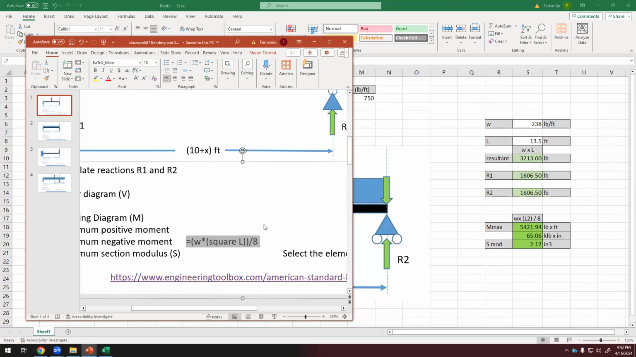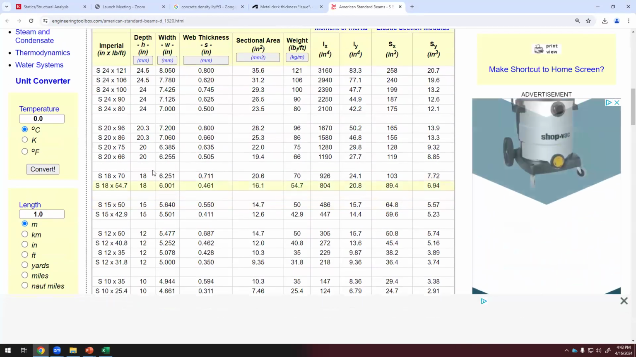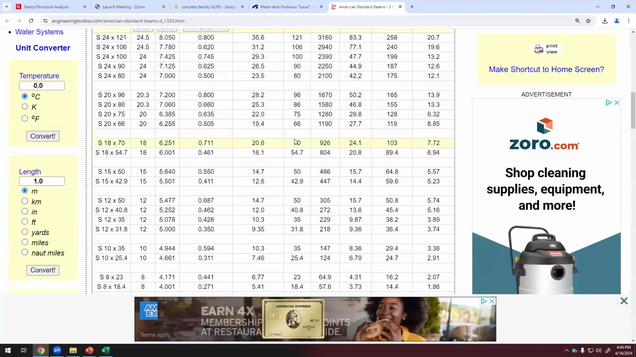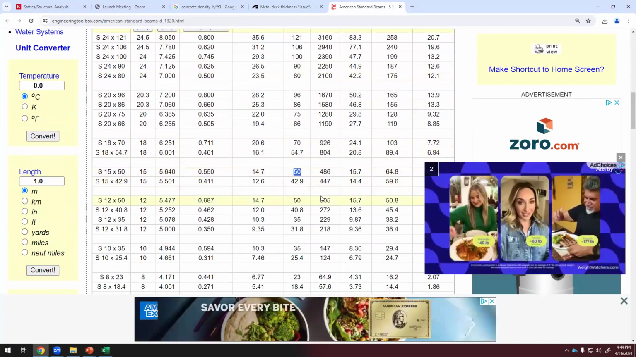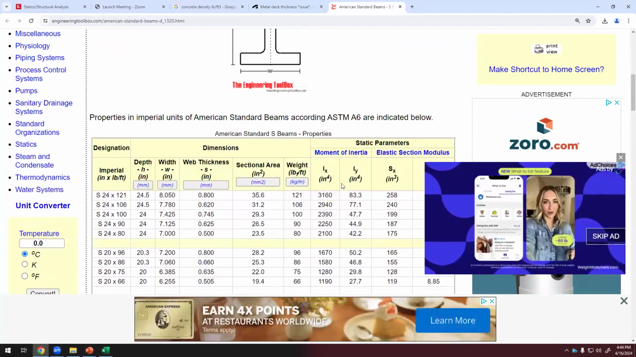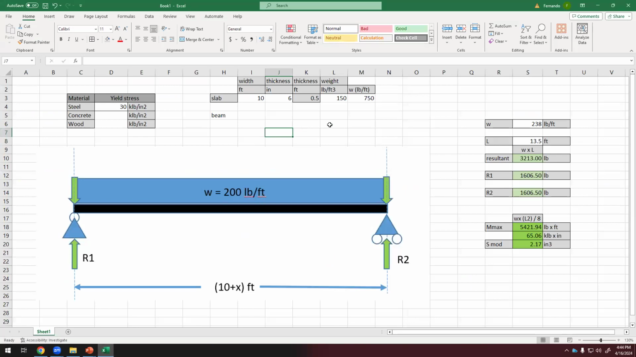I can go to this catalog here, and here we have some weights. So imagine that I assume that it's 50. I don't know, but let's say that the weight of the beam is 50 pounds per foot. So the beam has a weight of 50 pounds per foot.